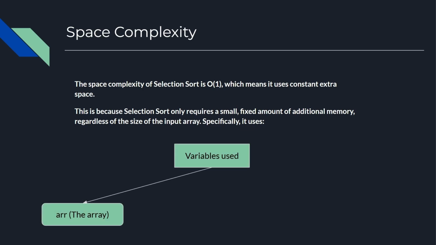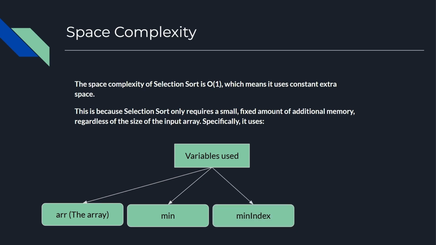Here are the variables used. First, it will be the array, which will be the array to be sorted. Next, we will use the variable minimum, which stores the value of our current minimum. Next would be the minimum index, which also stores the index of our minimum. And lastly is the temporary variable, which will be used in the swapping of two variables. So as a result, this makes selection sort a good choice when memory is limited, even if the time complexity isn't the best for larger datasets.